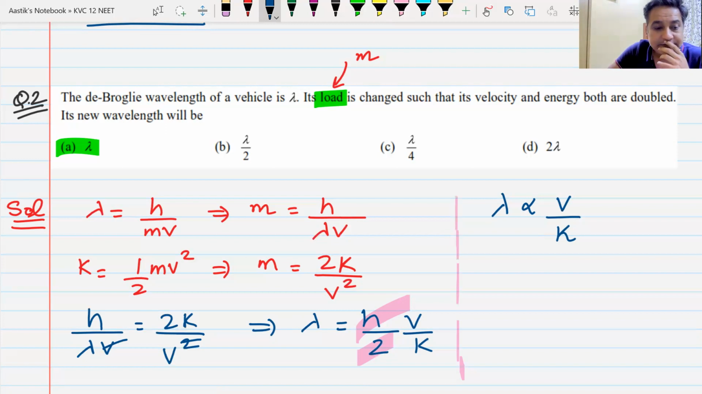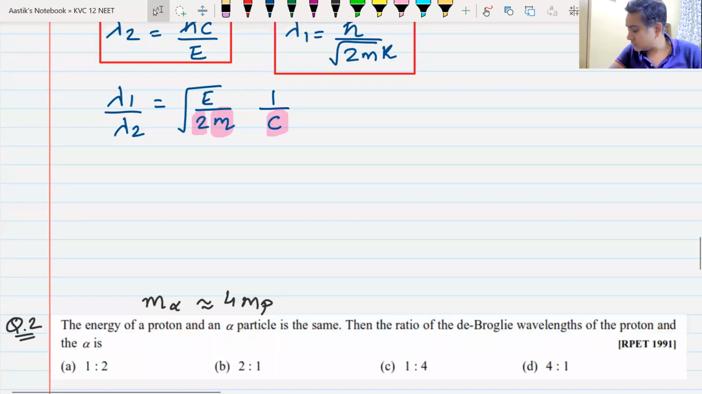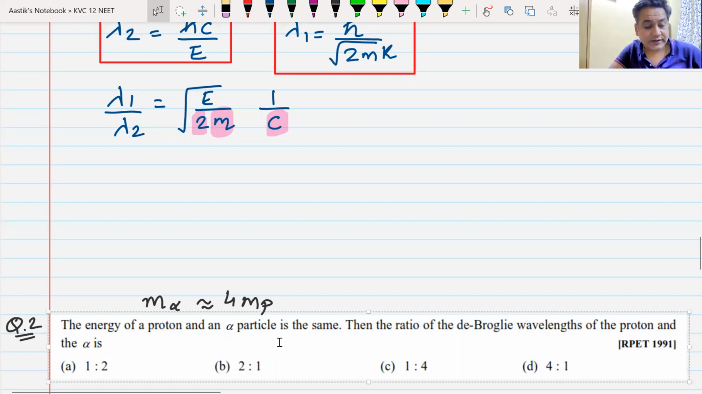Sir, in the previous class you gave a question. In the previous class, I gave a question. Which one? Okay, we did not solve this. The question you are talking about is the energy of a proton and alpha particle. Yes, sir. Chalo, we will solve it again.